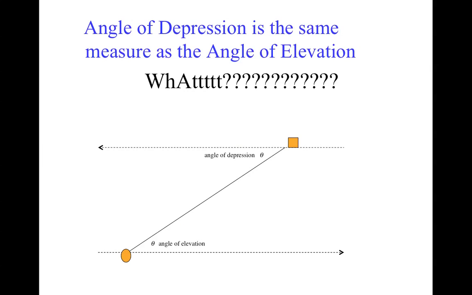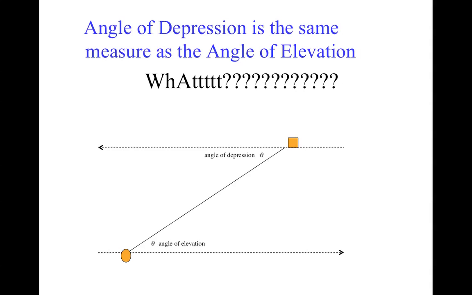The angle of depression is the same measure as the angle of elevation. What? How can this be? Well, if you look at the last example, we have the airplane, which was up at the gold square, and we had the observer, who was at the round circle. If those lines of sight are level, they create parallel lines cut by a transversal. Notice alternate interior angles from geometry class. The angle of depression is the same as the angle of elevation.